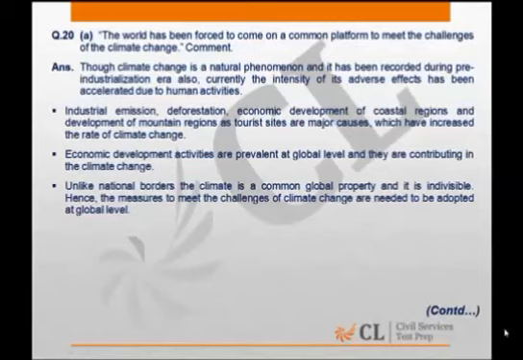So, if global warming is there, then globalization is also there. To address the problem of global warming, all nations have been globalized.